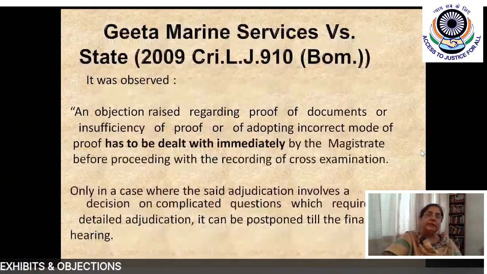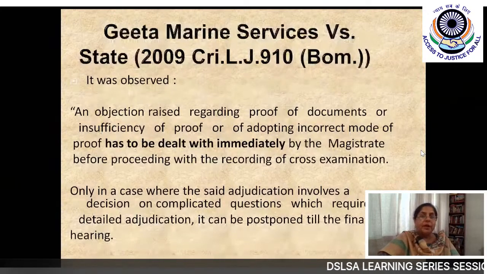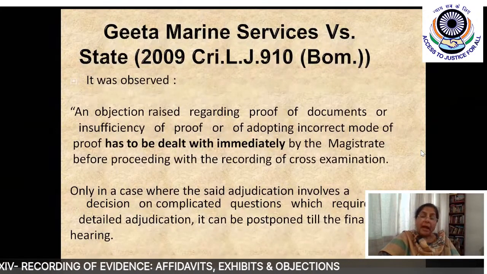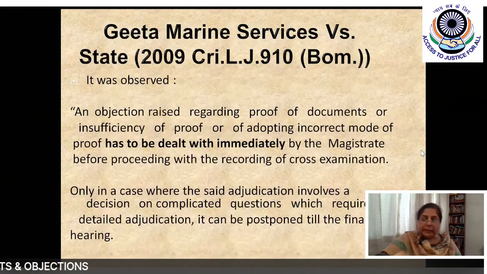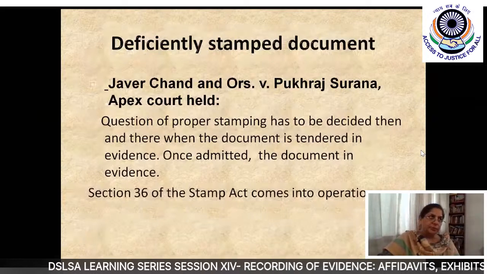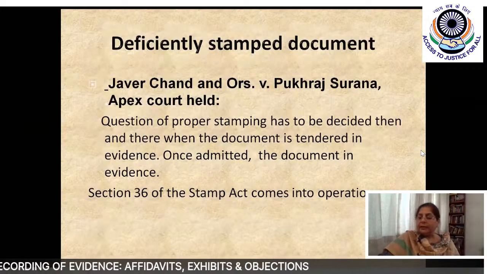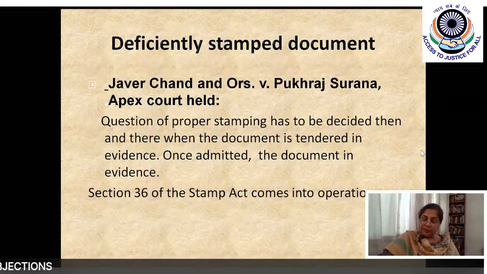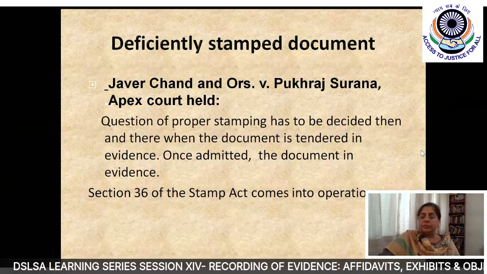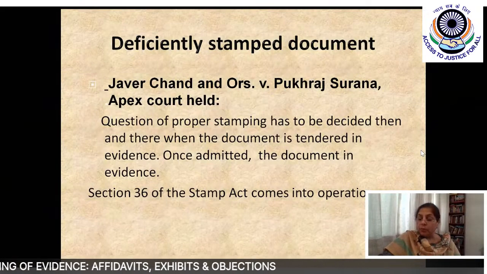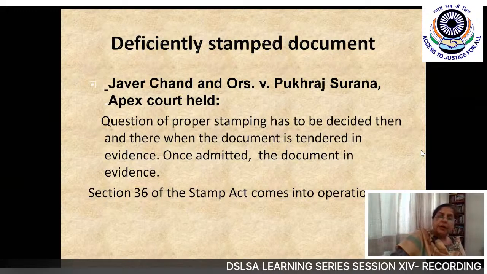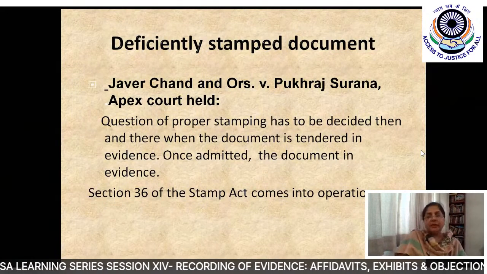And this has been better explained in the case of Geeta Marine Services. This is a Bombay High Court judgment wherein they have said that an objection regarding the proof of a document or insufficiency of proof has to be dealt with immediately, but if it goes to the legality, then it can be deferred. A simple example is that if a photocopy is produced and it is not objected to, then it is the mode of proof which is being questioned and it will be deemed to be exhibited. But suppose a photocopy is objected to, it gives that person an opportunity to bring in the original and bring on record the best evidence. And therefore, mode of proof is what needs to be decided immediately, but where the legality of the evidence is concerned, that may be deferred.